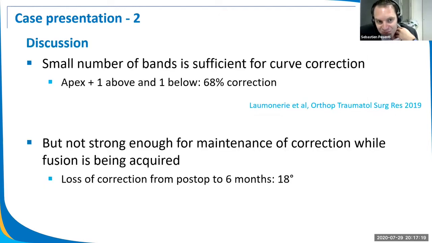So you don't need a large number of bends in order to have a good curve correction, because as you can see, with just 3 bends at the apex of the curvature, where the vertebrae are farther from the rods, you can tension the bends, and with only 3 levels, you can have a good correction of 68% or 70%. It was discussed by the Toulouse team that we mentioned earlier.